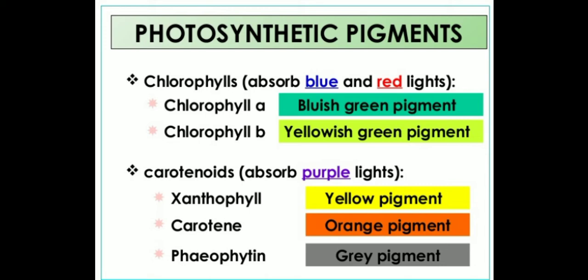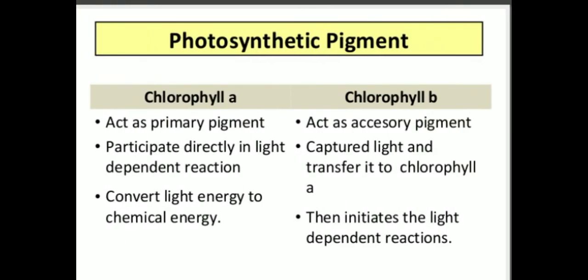The chlorophyll A is called the reaction center because it absorbs the different wavelengths of light and converts light energy into chemical form in the form of ATP. Hence, ATP is called the energy currency. The chlorophyll A acts as a primary pigment. It is also called the necessary or important essential pigment.